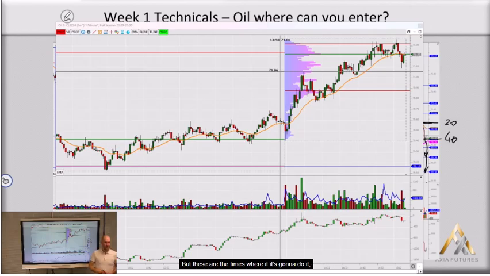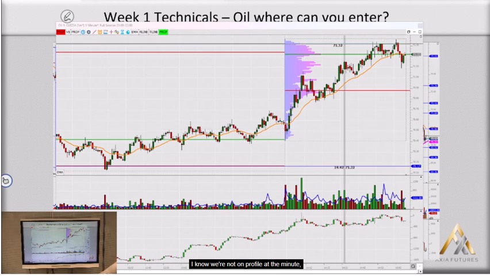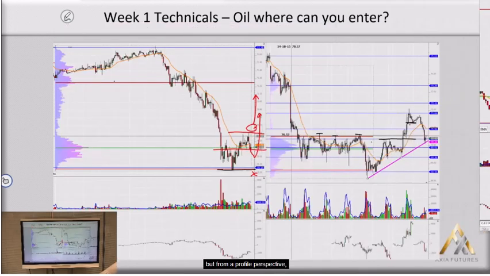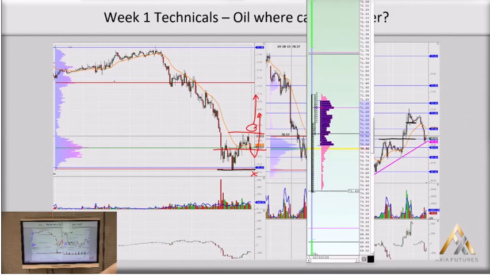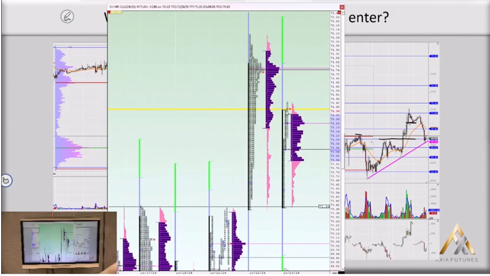But these are the times where if it's going to do it, it's probably going to take a bit more time now. It's done the rush and the initial move. It's now a question of the next leg. Just trying to see where's the... Oh, it's just broken it actually from a profile perspective. I know we're not on profile at the minute, but from a profile perspective, you're just getting above the initial balance high. So again, as long as it stays above that IB high, if you find any kind of short time frame pattern there, you could use that to play it up for the gap close as well.